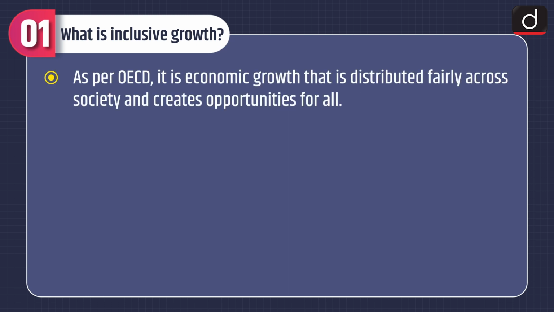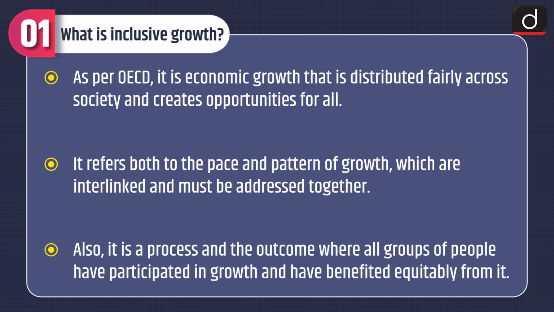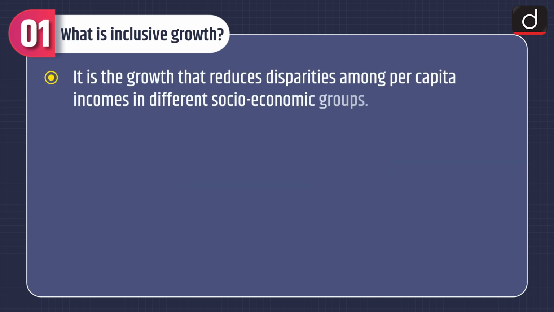As per OECD, it is economic growth that is distributed fairly across society and creates opportunities for all. It refers both to the pace and pattern of growth, which are interlinked and must be addressed together. Also, it is a process and the outcome where all groups of people have participated in growth and have benefited equitably from it. It is the growth that reduces disparities among per capita incomes in different socio-economic groups.